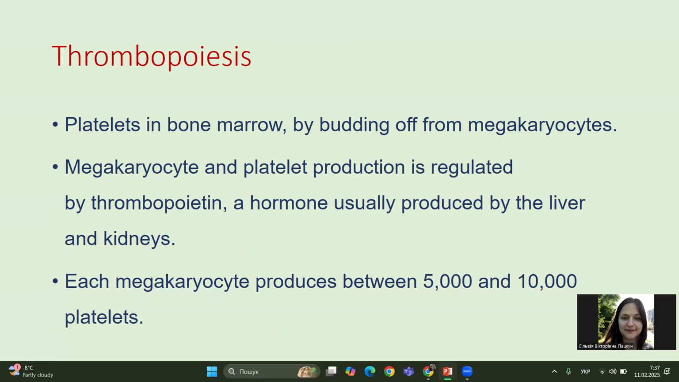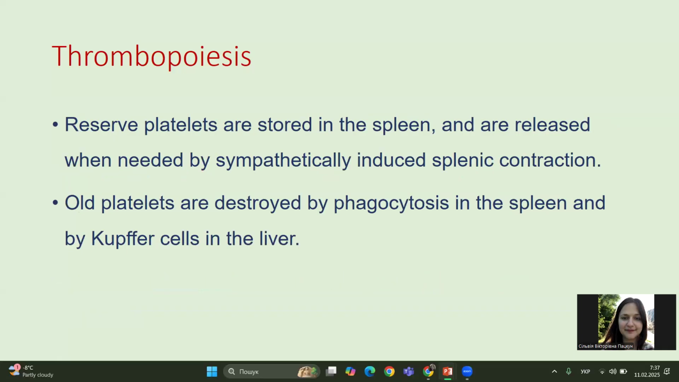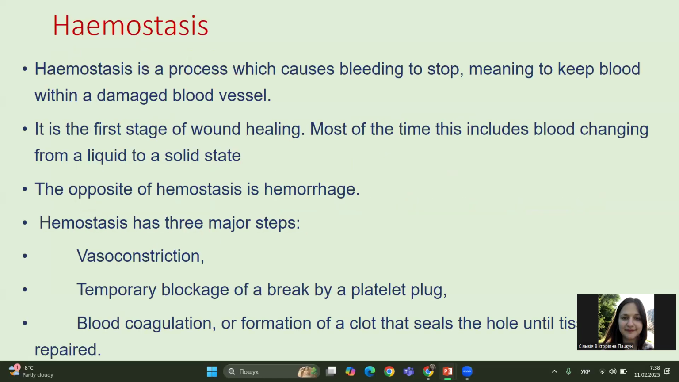Thrombopoiesis: platelets in bone marrow are formed by budding off from the megakaryocyte, a large cell. Megakaryocyte and platelet production is regulated by thrombopoietin, a hormone usually produced by the liver and kidneys. Each megakaryocyte produces between 5,000 to 10,000 platelets. Reserve platelets are stored in the spleen and are released when needed by sympathetically induced splenic contraction. Old platelets are destroyed by phagocytosis in the spleen and by Kupffer cells in the liver.